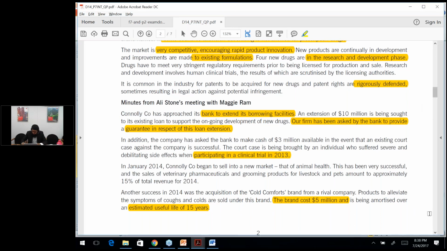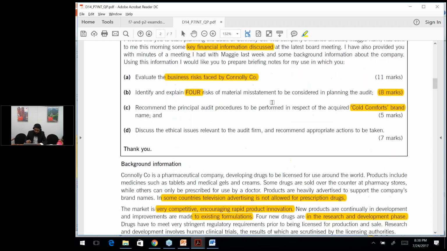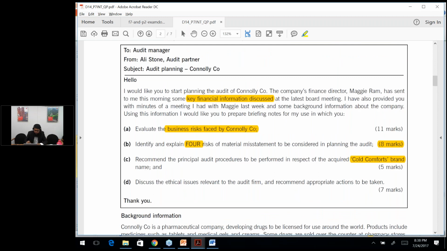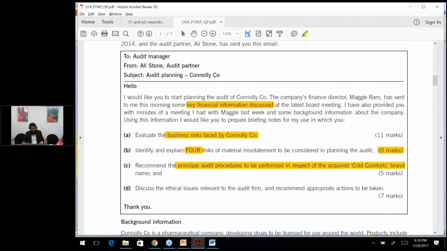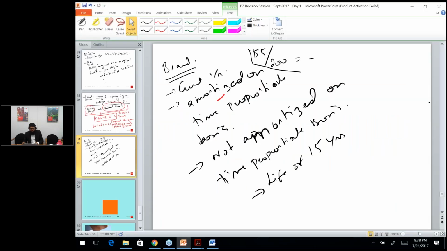The third requirement to the question says: recommend the principal audit procedures to be performed in respect of the acquired Cold Comfort brand name. Now let's discuss these audit procedures.